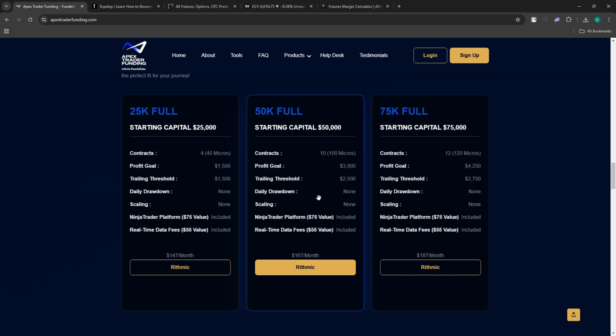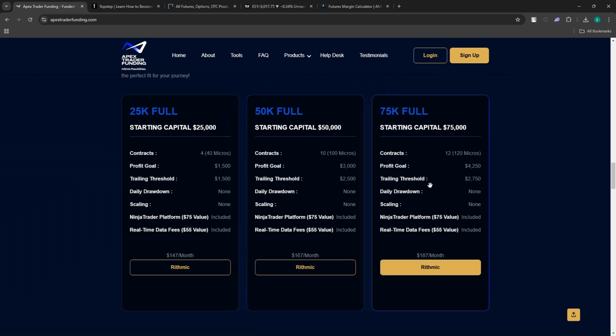There is no daily drawdown. There is no scaling plan. You get NinjaTrader included, and you get real-time data fees included. It's an amazing deal. That's for the 50K, 75K now with their 80% off right now.